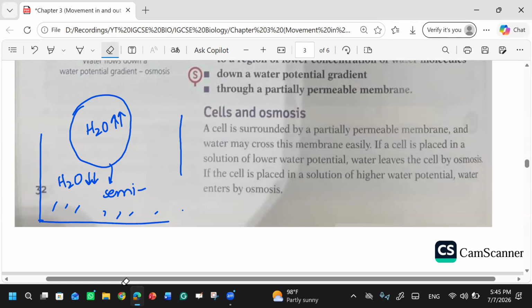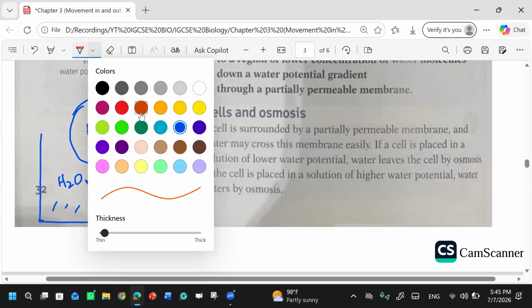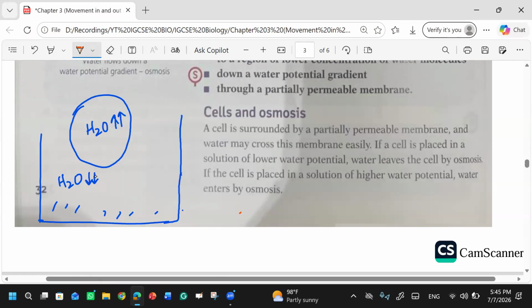It will make it the same. So which direction will this be? In which direction will water particles move? It will go up. No, the solution already has less water. They're saying the solution has less water potential. So the water will leave the cell and it will come into the solution. The movement of water particles will be from cell to the solution, right?